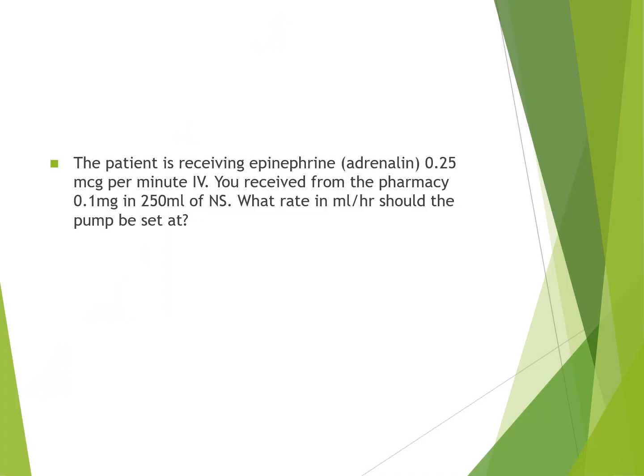So the patient is receiving epinephrine (adrenaline) 0.25 micrograms per minute IV. You received from the pharmacy 0.1 milligrams in 250 mLs of normal saline. What rate in mLs per hour should the pump be set at? Get that calculator out, paper, pencil, get that notebook out.